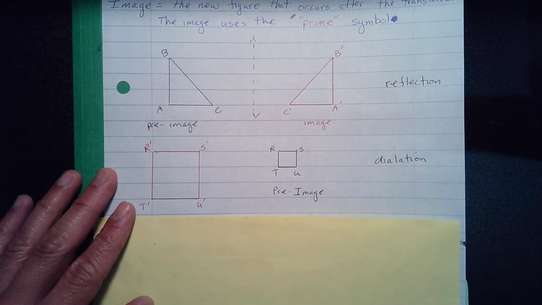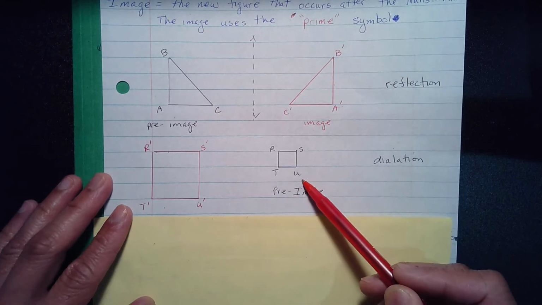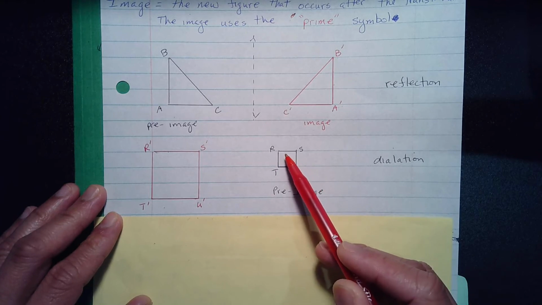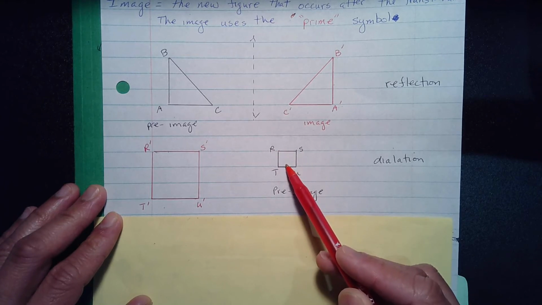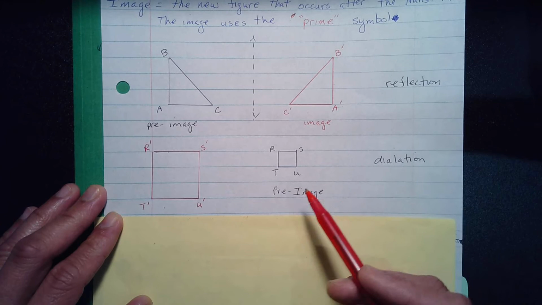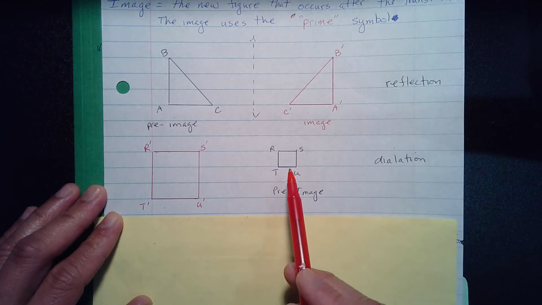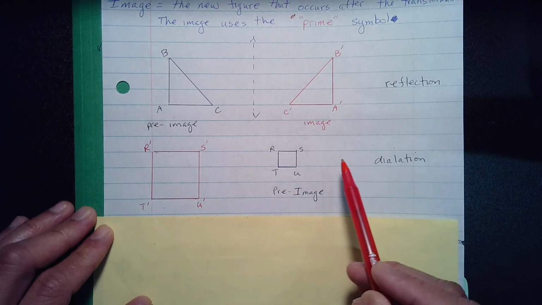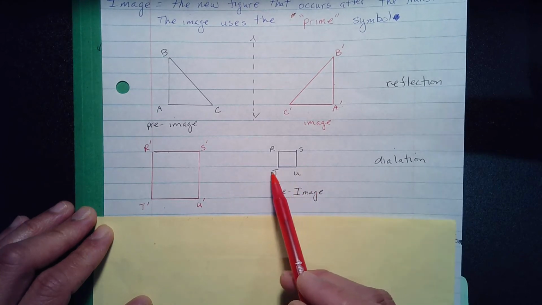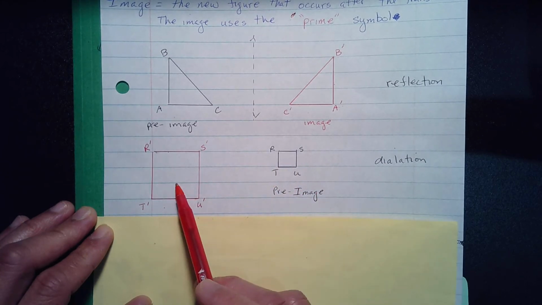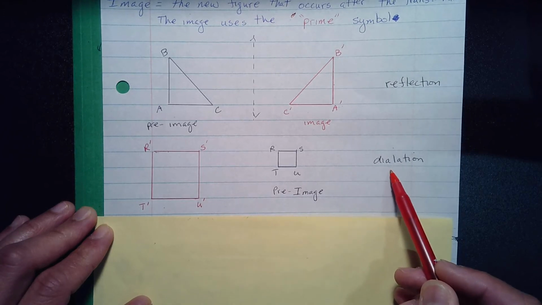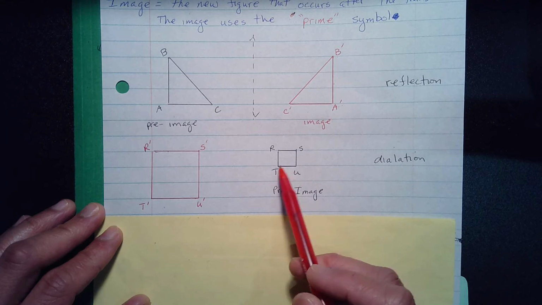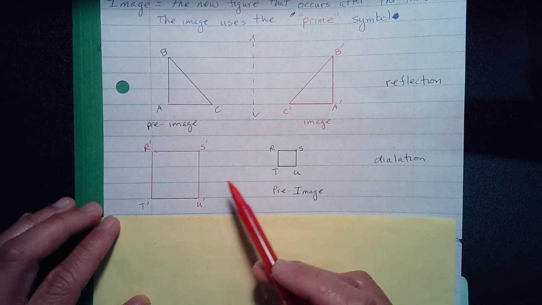Next, here is the pre-image. The pre-image is in black. So we have the square RSUT. So what happens here is we went from this pre-image to image. What happened is the image got larger. So this is what you call a dilation. Dilation is when you change the size of the shape.